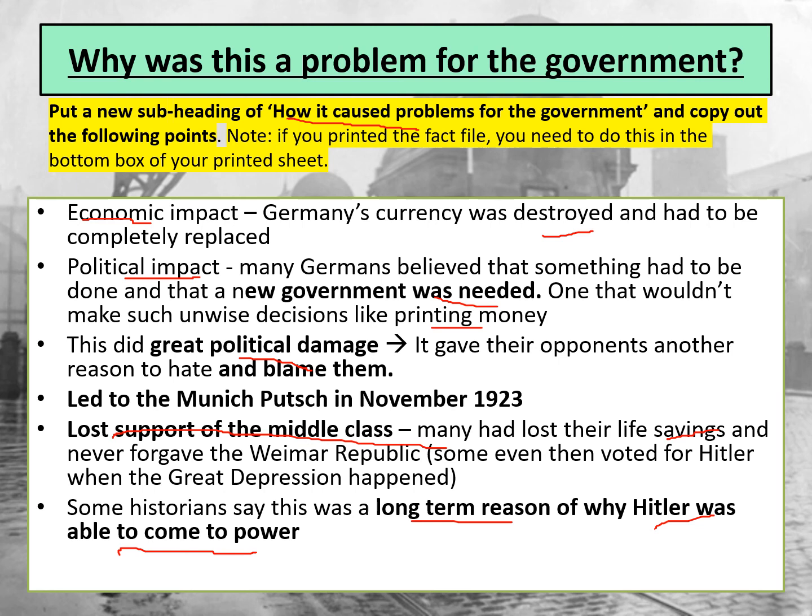But because the government hadn't been able to fix hyperinflation properly, and then the Great Depression is on top of that, some people say that this is the main reason why Hitler is able to come to power, that people had lost faith in the government because of hyperinflation. So in some ways, it's a long-term reason of why Hitler was able to come to power. So I'd like you to pause the video here and then make some notes on this, please.